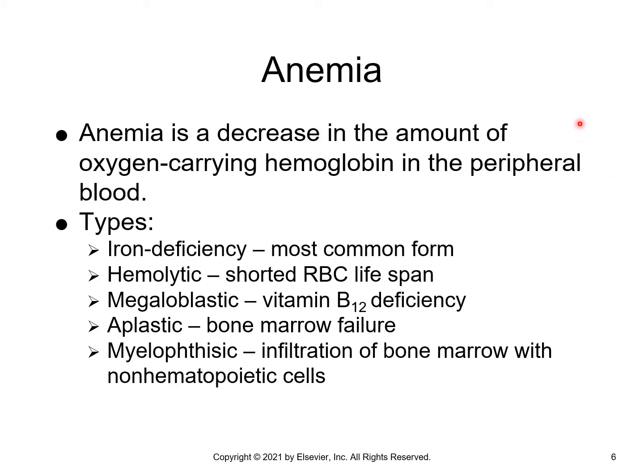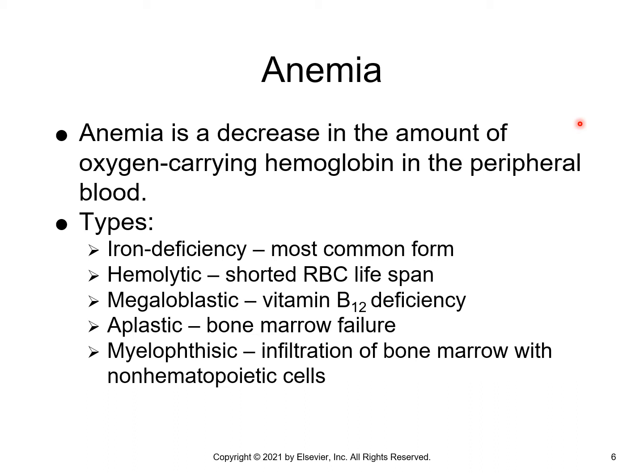So with anemia, there's a number of different types of anemia, but basically it's the decreased amount of oxygen-carrying hemoglobin in the peripheral blood. So it doesn't necessarily mean that we don't have enough red blood cells. We could have enough red blood cells, but if those red blood cells don't contain hemoglobin, they're unable to fulfill their task of carrying oxygen. So it could either be a low number of cells, or it could be the inability for those cells that are present to carry oxygen.